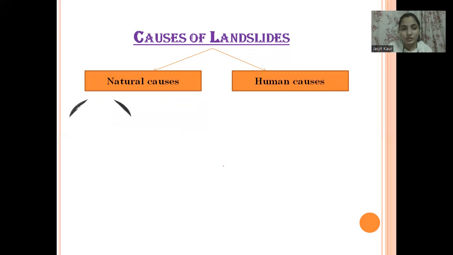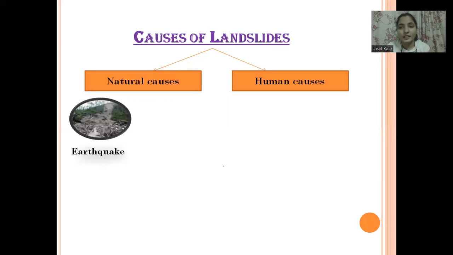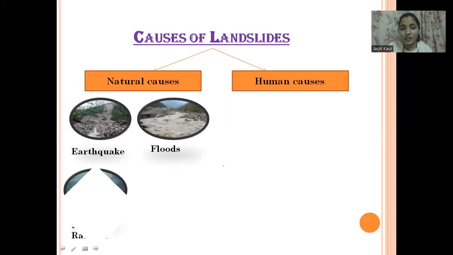In natural causes, the first one is earthquake. You must know that when there is an earthquake, there is a sudden shaking of the earth. Because of this shaking, the weak points of the earth start sliding down from the slope and they further cause landslides. And apart from earthquakes, we have floods and then we have rainfall.